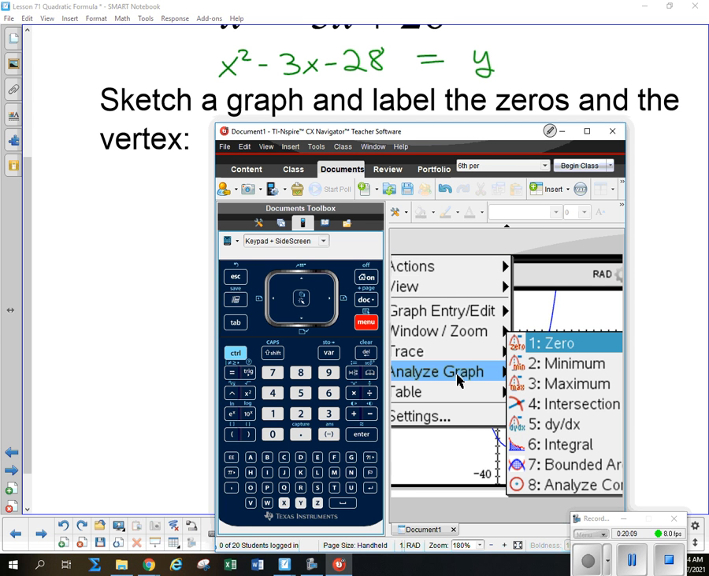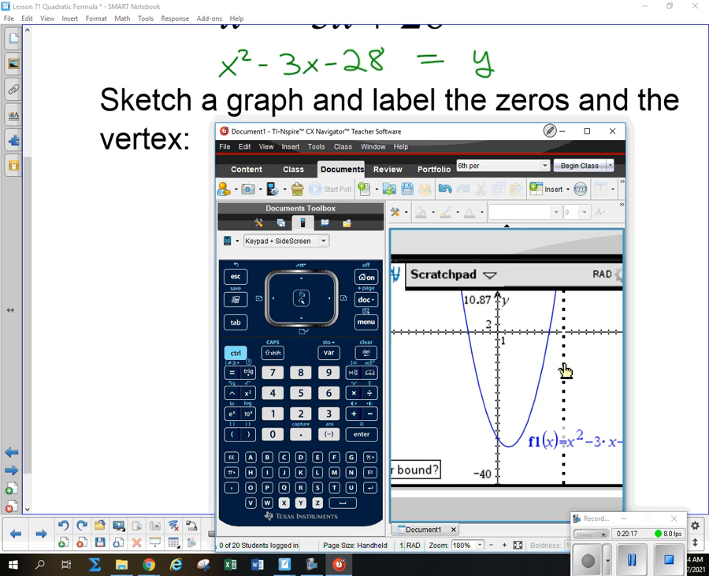Analyze the graph. And this one, the vertex is at the bottom of it. It's the lowest part of the parabola, so it is the minimum, left and right of it. And my vertex is 1.5, negative 30.25. So when I copy this sketch onto my problem set, I can label both of those coordinates.